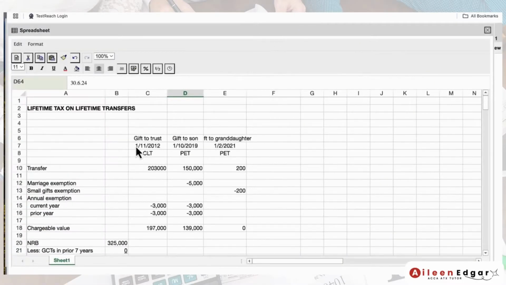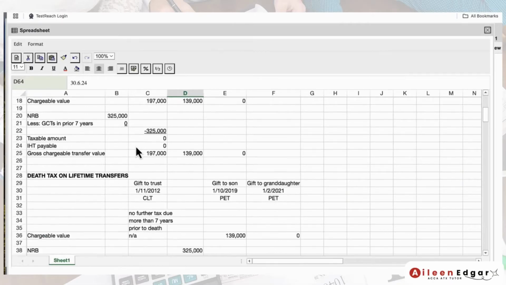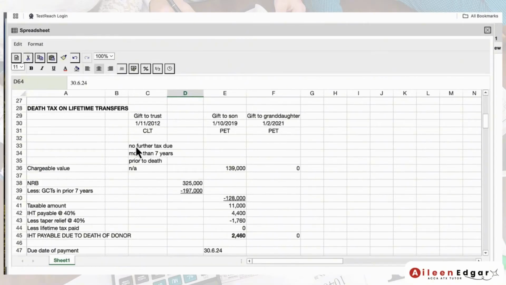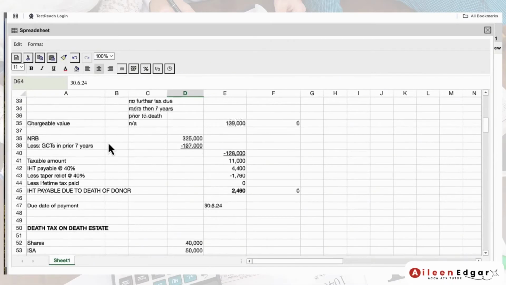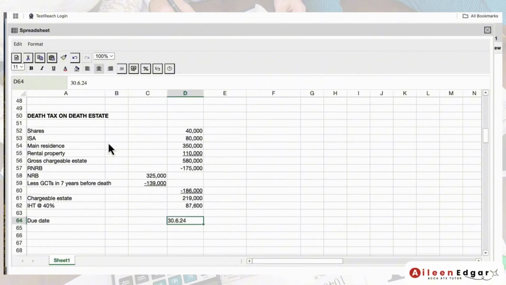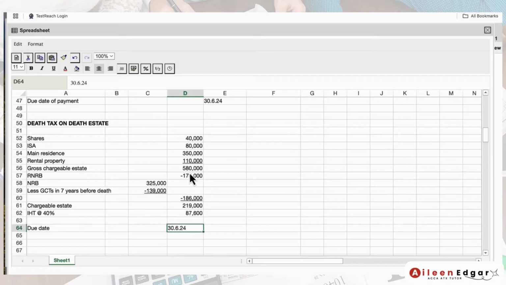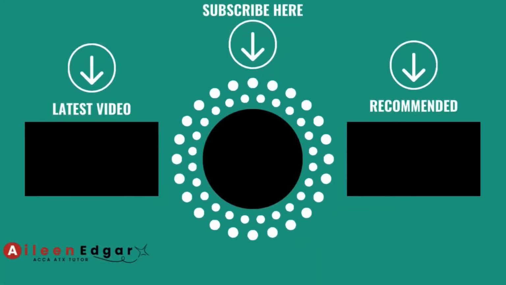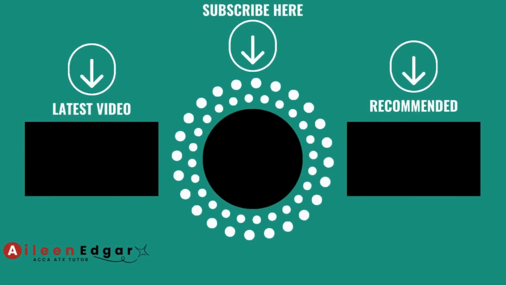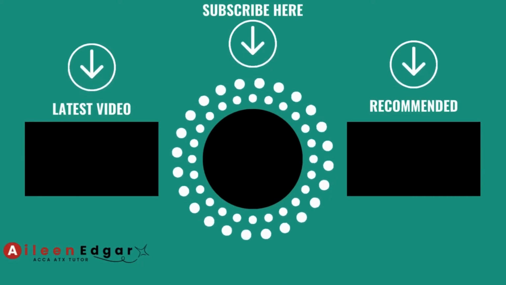So we have gone through the 3 different stages of the inheritance tax computation. We've looked at lifetime tax on lifetime transfers. We've then looked at what happens when the donor dies, and we have to go back and look at the 7 years leading up to their death and do death tax on lifetime transfers. And then we looked at the death tax on their actual death estate, the things they actually owned when they died, not the things they gave away during their lifetime. I really hope you found that useful to see the full cycle, and I hope that you have more confidence now with your inheritance tax computations.